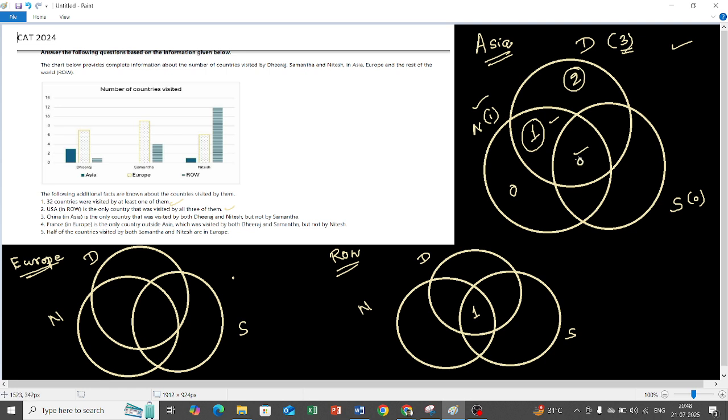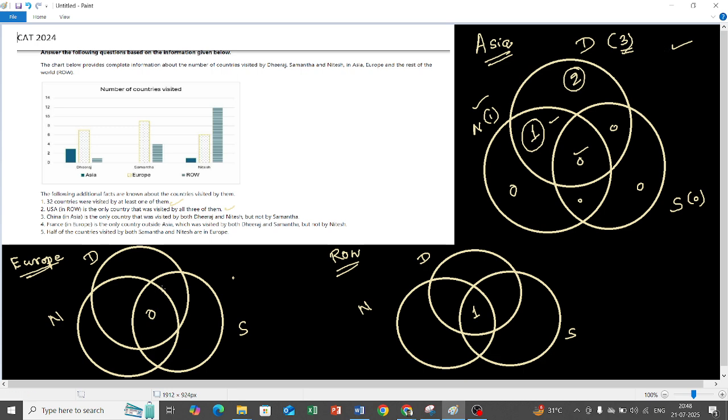Now their intersection portion is also 0 because it's clearly written in information number 2 that USA is the only country that was visited by all 3 of them. So that means this intersection will be 0, and also this intersection will be 0, because there is no other European country that has been visited by all 3 of them. Only USA. So that is why 1 over here. Now Samantha didn't visit any Asian country, so all these things are 0, nothing to put. So our Asia part is done.